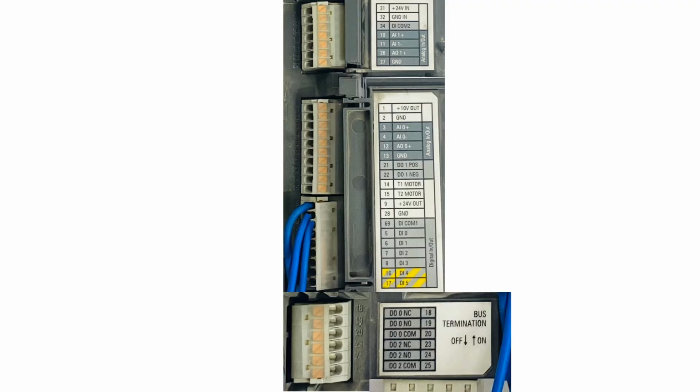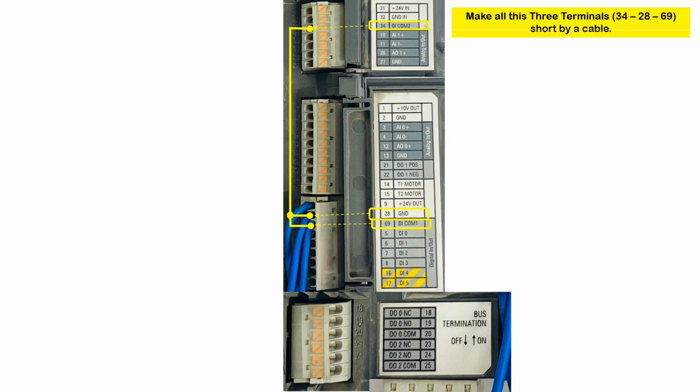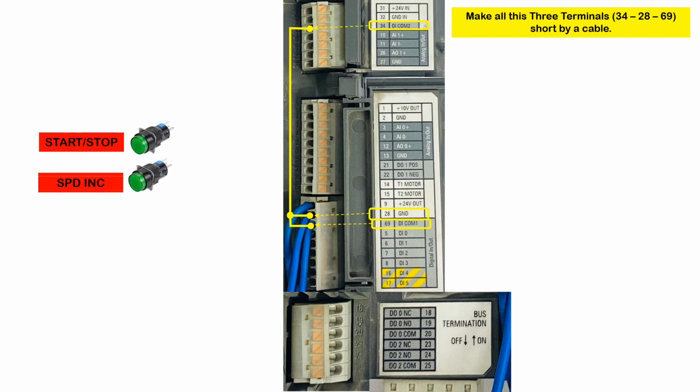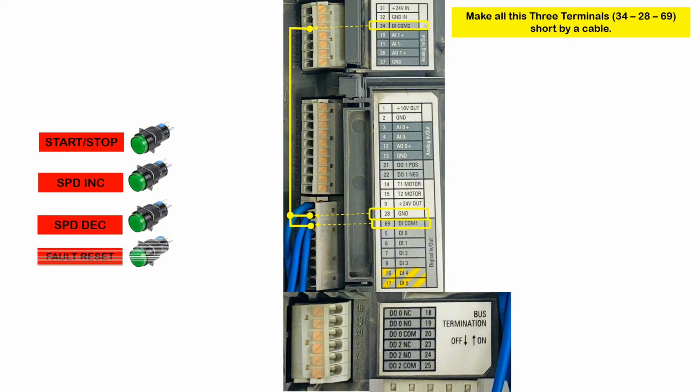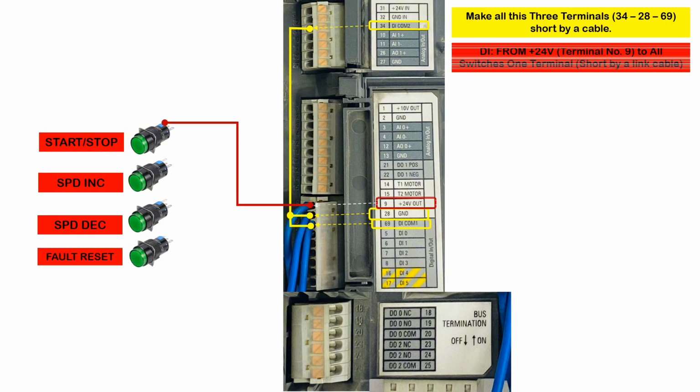Let's learn about the wiring. At first, we have to short terminals 34, 28 and 69 by short link cables. Take one start stop switch, one for speed increase, one for speed decrease and one for fault reset. Then take a connection from terminal 9, which is assigned for the 24 volt output. Then short the common terminals of all these switches with this 24 volts.